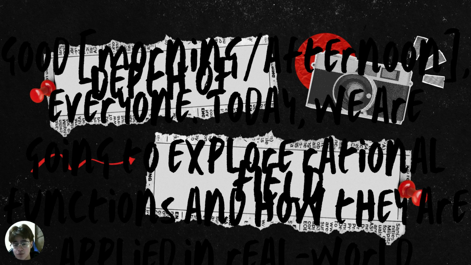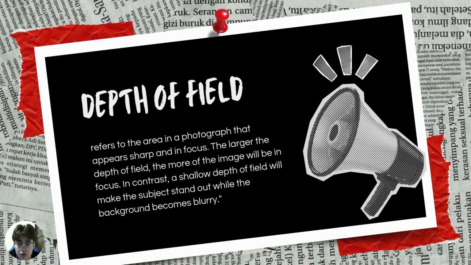So, what is the depth of field? Well, the depth of field is the distance in a photograph where objects appear acceptably sharp. It depends on several factors, including the aperture size, focal length, and the distance from the subject. The mathematical formula for the depth of field helps calculate this range.